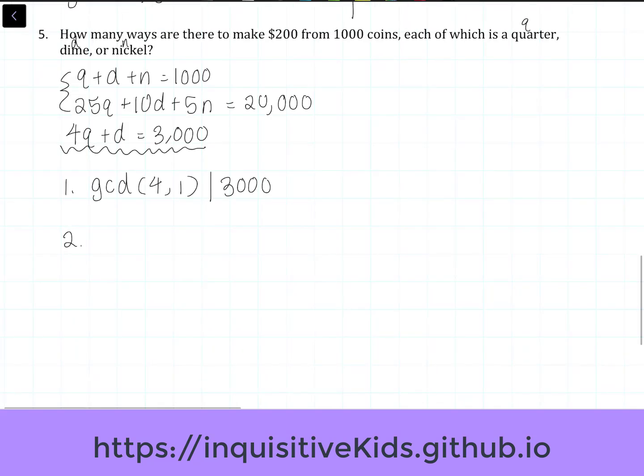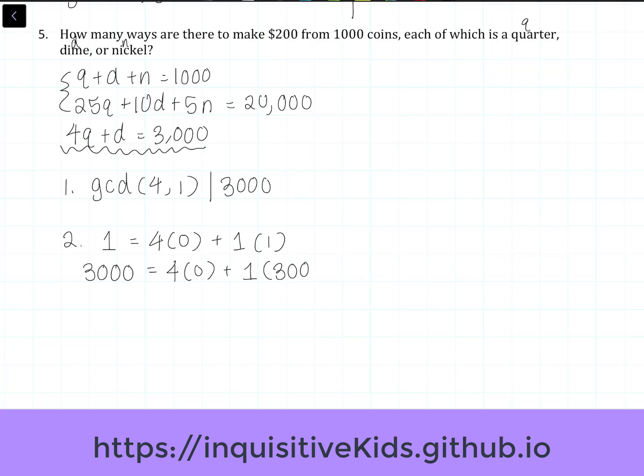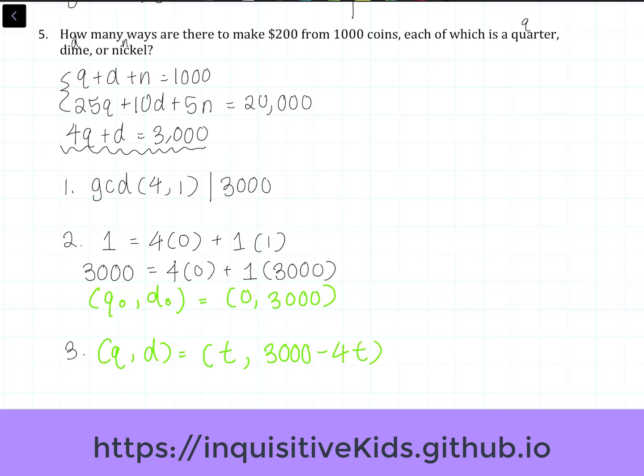We can first write 1 in terms of 4 and 1. So we can rewrite this as 4 times 0 plus 1 times 1. Now scaling both sides so we can get to 3,000 and rewrite that in terms of 4 and 1, we have 3,000 is equal to 4 times 0 plus 1 times 3,000. Therefore, we know one possible solution. So Q0, D0 is equal to 0, 3,000. All x values can be expressed in forms of t, and all y values can be expressed as 3,000 minus 4t. So this is the general solution.